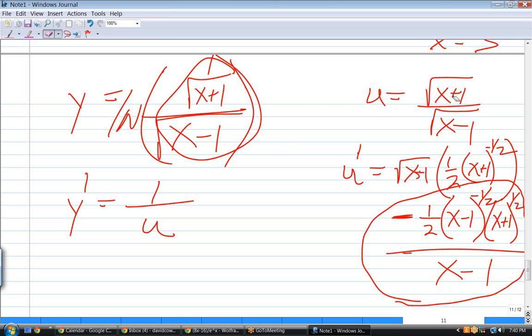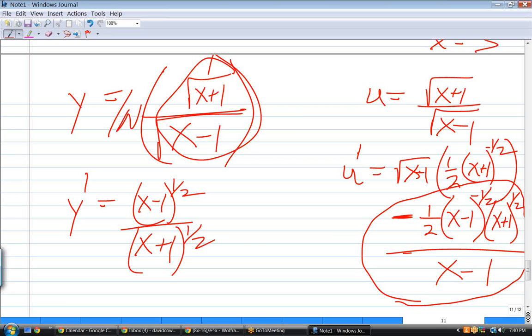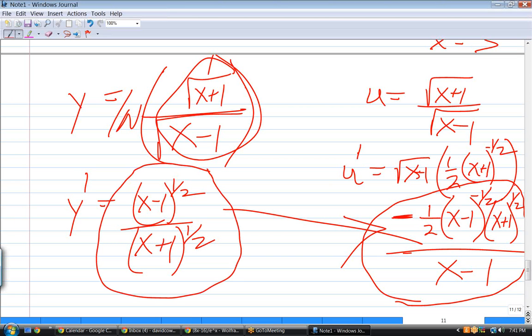What is 1 over u? Well, it's the reciprocal of that, right? So let's just switch top and bottom. So we have x minus 1 to the 1/2 divided by x plus 1 to the 1/2, all times this. In other words, this was the derivative of the outside. This was the derivative of the inside.